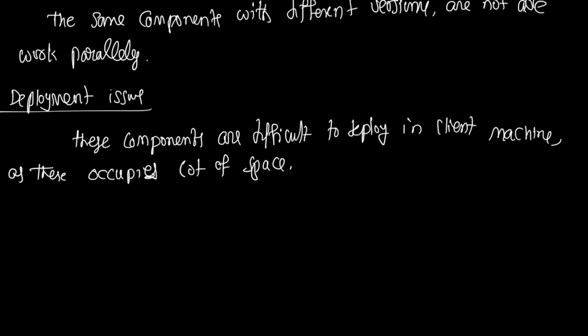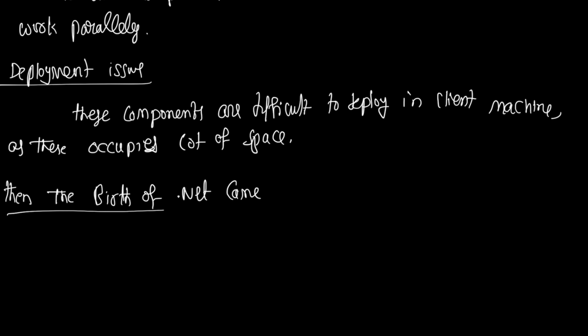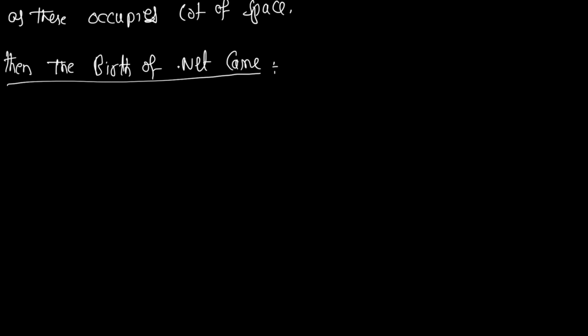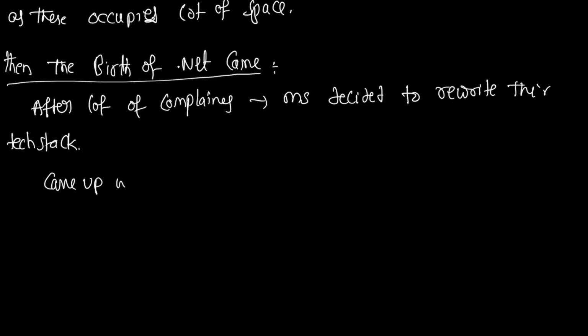So these are the problems with classic COM and DNA programming approaches. Then the birth of .NET came. After a lot of complaints from users over the difficulty of using DNA and COM, the idea of .NET came with a project called Next Generation Windows Services.